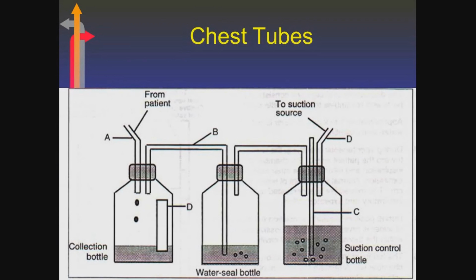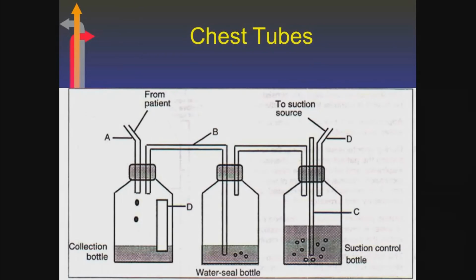A chest tube system, we talk about having bottles. They're not really bottles anymore. It's all a plastic chamber. But it has three distinct components that I want you to know about. First of all, there's a collection system, a collection bottle. And a collection bottle, as the name implies, collects fluid.